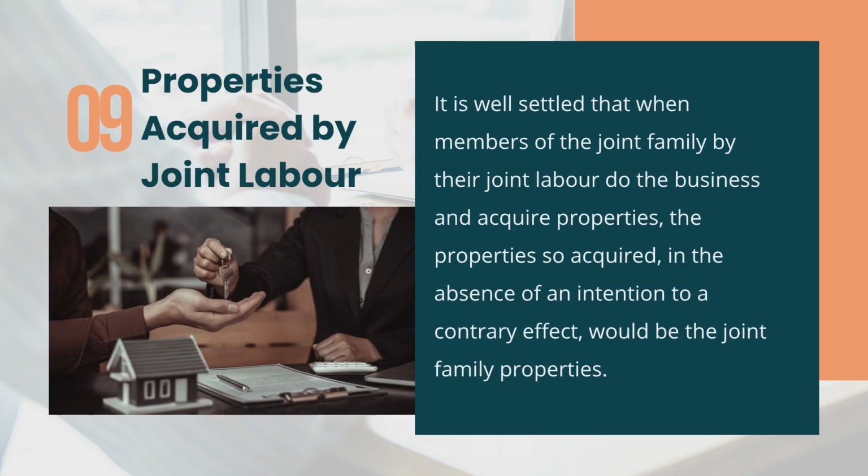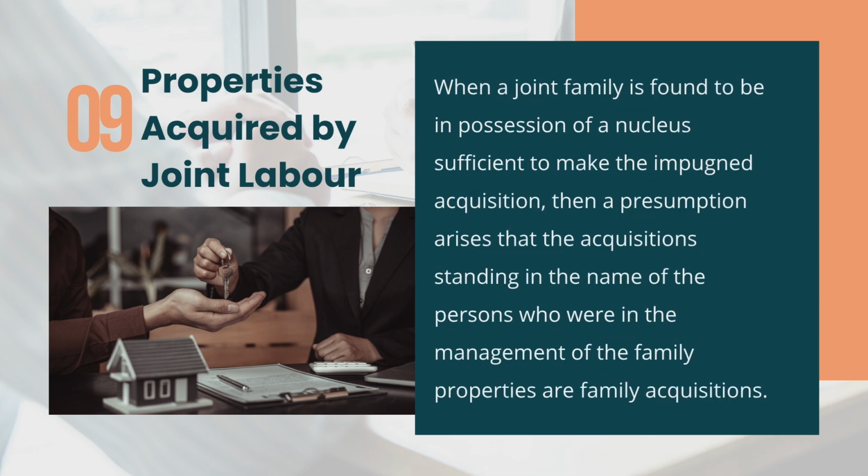Then there are properties acquired by joint labor. It is well settled that when members of the joint family by their joint labor do the business and acquire properties, the properties so acquired, in the absence of an intention to the contrary, would be joint family properties. When a joint family is found to be in possession of a nucleus sufficient to make the impugned acquisition, then a presumption arises that the acquisitions standing in the name of the persons who were in the management of the family properties are family acquisitions.